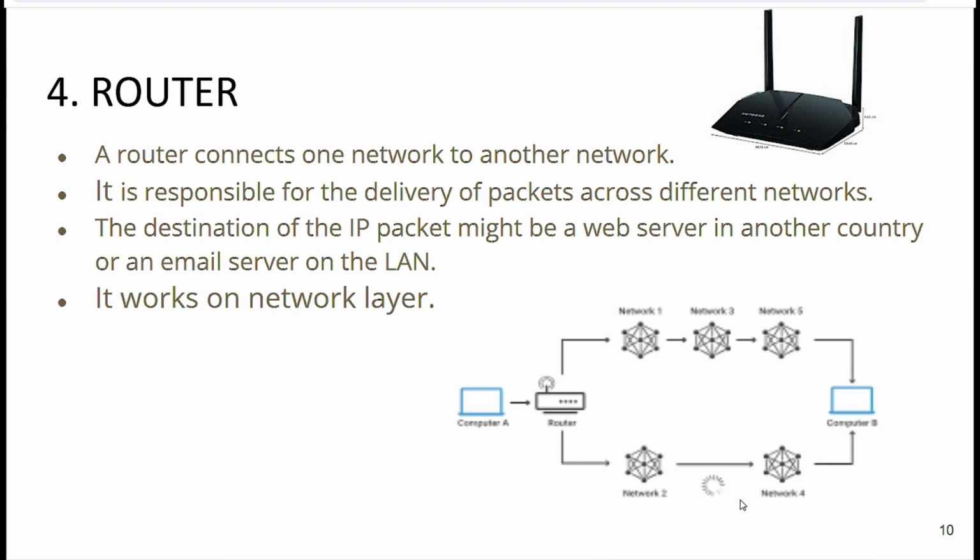Maybe this is a shorter path, but this is a longer path. But if this network is faster than this other network path, the router will select this path. So this process of finding the best path to send the data package from source to destination is known as routing. The router connects one network to another network, and it works on the network layer.